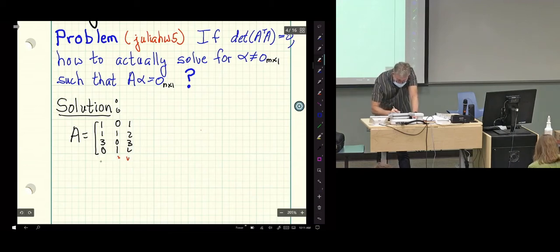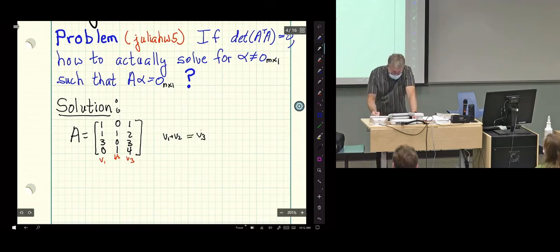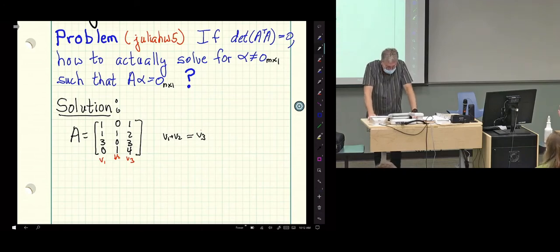There we go. That was a 4. And then we notice that V1 plus V2 equals V3. I got all messed up with my superscripts and subscripts. So V3 is a linear combination of V1 and V2, and hence they're not linearly independent.